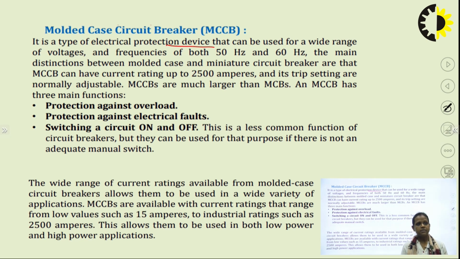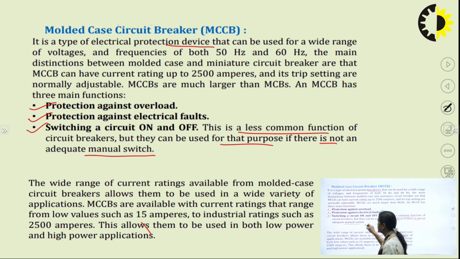So MCCBs are much larger than MCBs, and MCCB has three main functions. The three main functions are protection against overload, then protection against electrical fault, and switching a circuit on and off. This is a less common function of this circuit breaker, but they can be used for that purpose if there is not an adequate manual switch, right? So we can use them there.